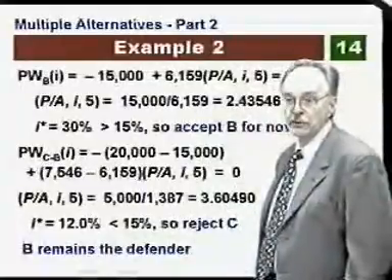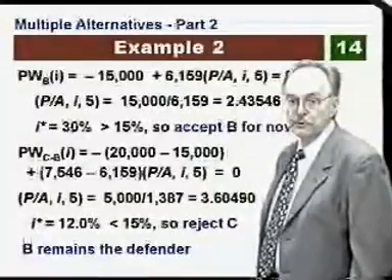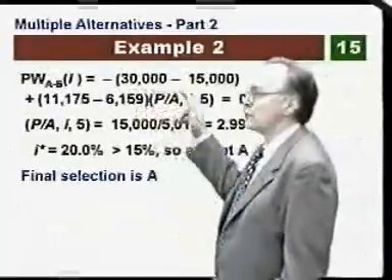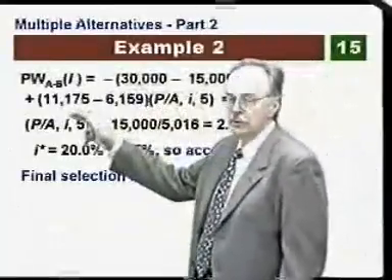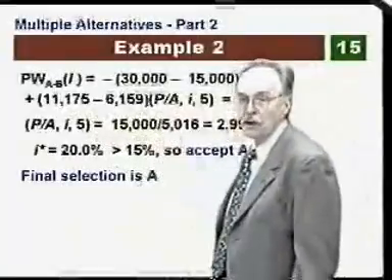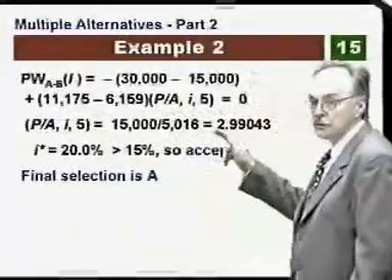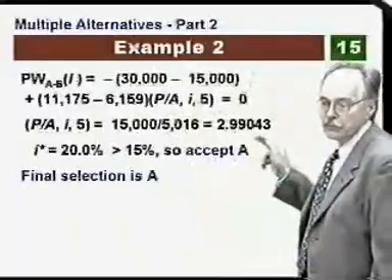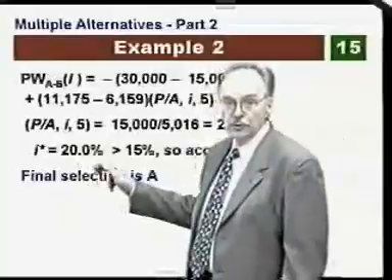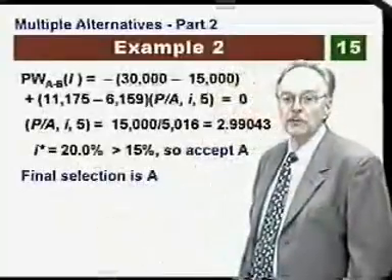So B remains the defender, and then the next step would be to compare the next alternative, which is alternative A, against B. So here we need an additional investment of $15,000, additional return, the difference here between 11,000 something and 6,159. We set that present worth equation equal to 0, isolate the series present worth factor, 2.99. That leads to an internal rate of return of 20%. That exceeds the minimum attractive rate of return, so we accept A.